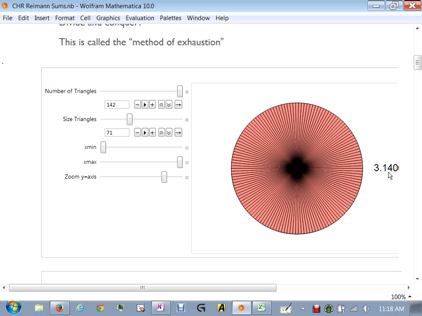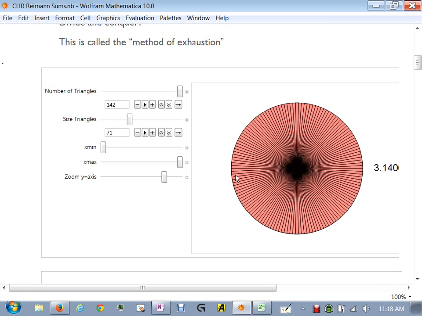3.14. The drawback is I have to add up all those triangle areas, don't I? So I'd have to find a formula for each one of them. But I could get close, right? I could get close. And do you see why they call it the method of exhaustion? I mean, imagine physically having to go out and measure out stuff in someone's circular plot of land or something. That'd be a pain, wouldn't it?